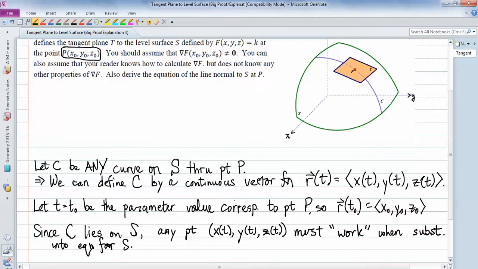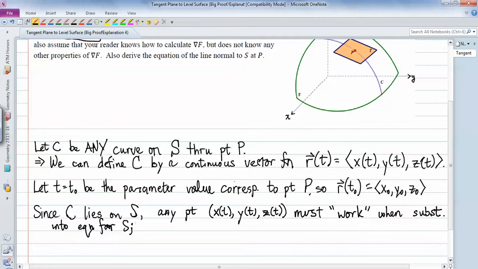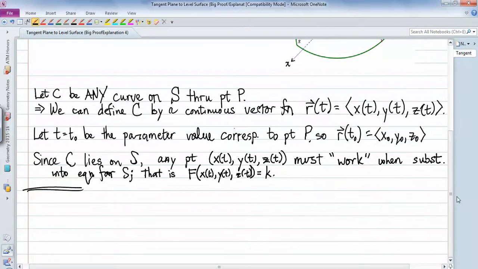And we know that all the points on C follow the form x of t, y of t, z of t for specific t values. And if I plug that into S, it should also work. Well, S is defined by some big function F in terms of x, y, and z equals some constant value k. Kind of like the example that I wrote earlier. That is, if I plug x of t, y of t, and z of t into F, then I should get that k back, that constant. Okay, so that's kind of the groundwork for this. So now we're going to use the chain rule.